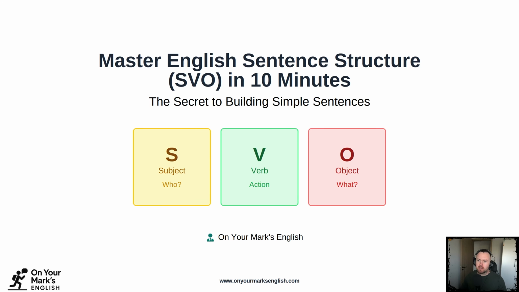Today we're going to learn how to master English sentence structure, S.V.O., in 10 minutes. This is the secret to building simple sentences. So S.V.O.: subject, verb, and object. The subject is who, the verb is an action, and the object is what. This is On Your Marks English.